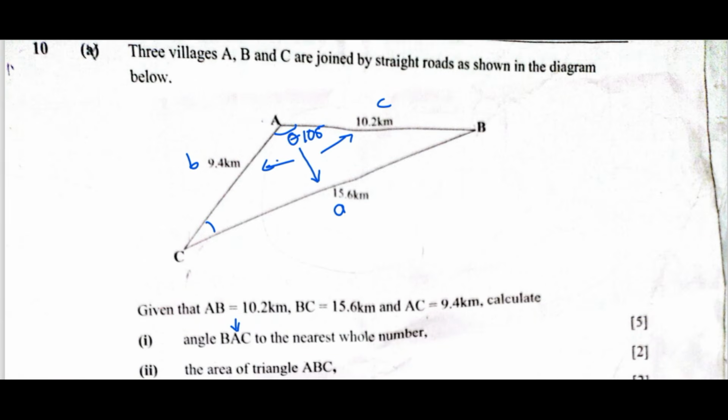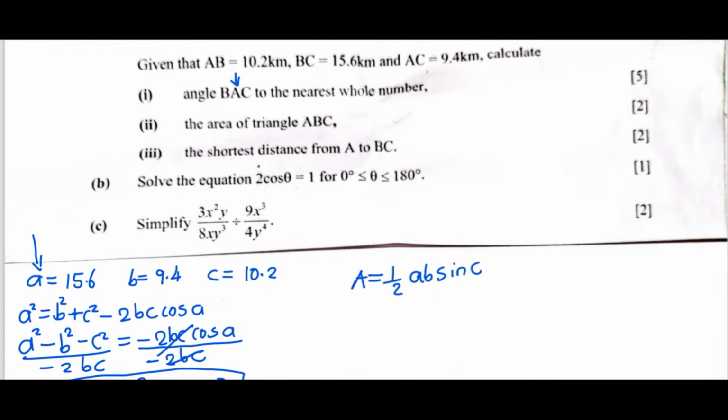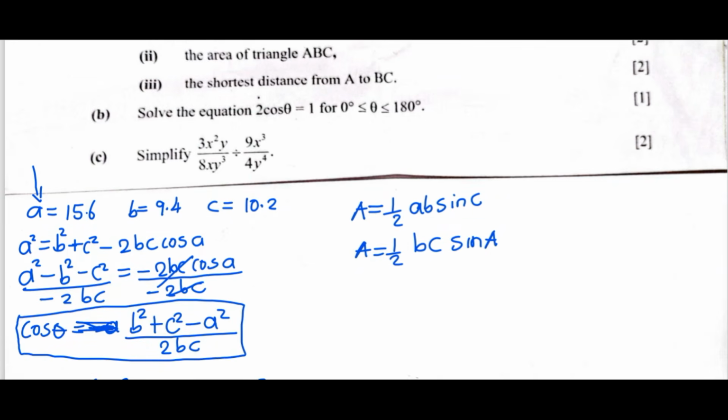So which two distances are we going to use? We are going to use the distances B and C. Why? These are the two distances that are forming an angle. So you use the distances that are forming the angle. Do not use the distance corresponding to that angle. So we are going to use B and C. So this formula will be area is equal to half BC sine A. Since the angle is A, so area is equal to half.